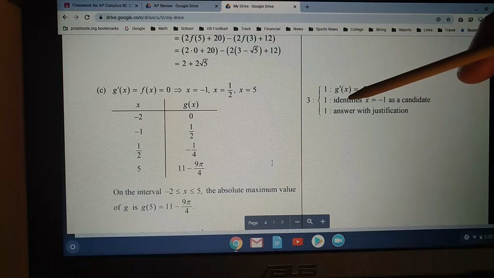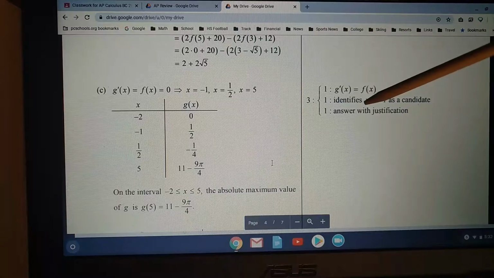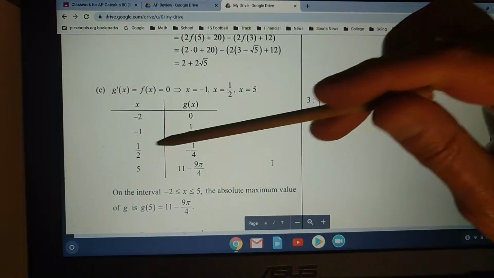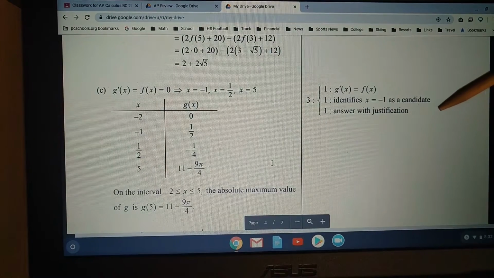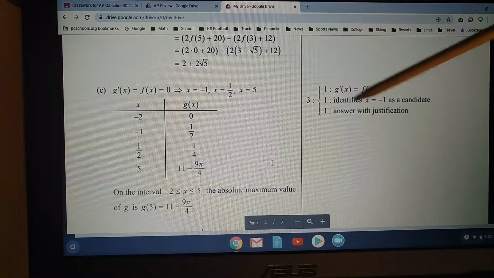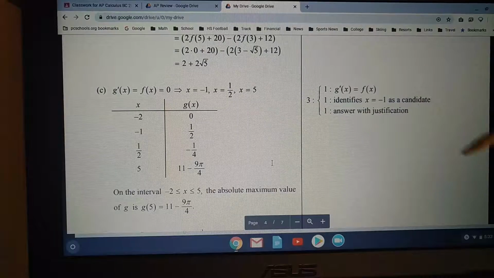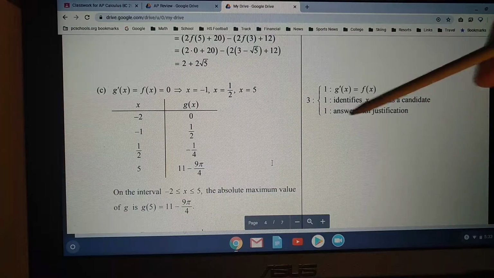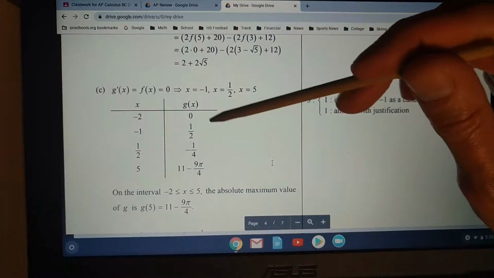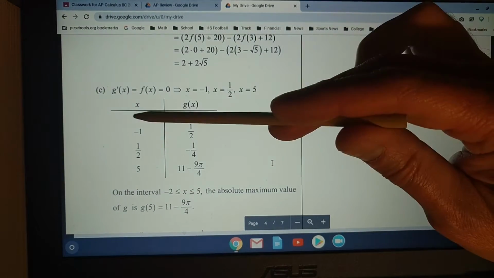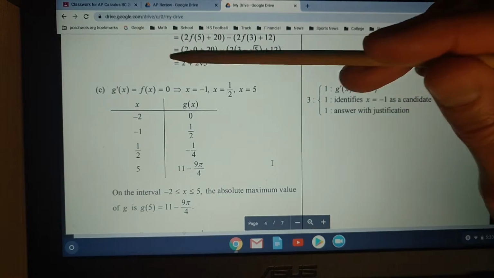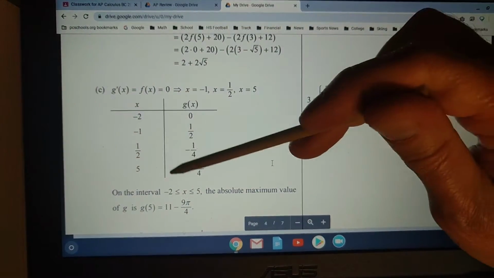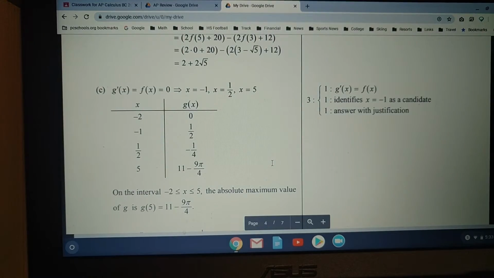Okay? Then if you actually look for where that's equal to 0, you should identify x equal to -1 as a candidate. Now you should also identify x equal to 1/2 and also 5, but the key is that you got the one, you get -1. The other two, we're not going to worry about them. Your answer with your justification, here's your justification. You check the value at each endpoint, and you check the value at each critical point, and the biggest one is this one. Therefore, that's your absolute maximum.